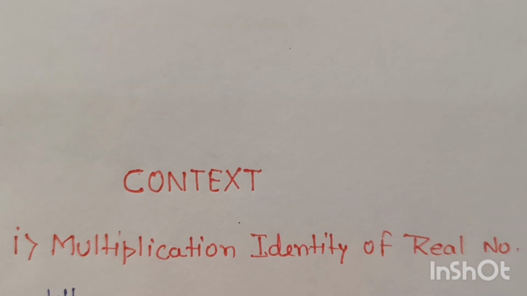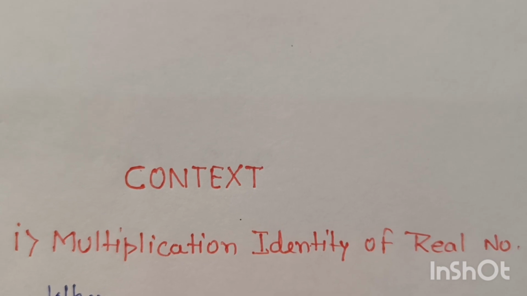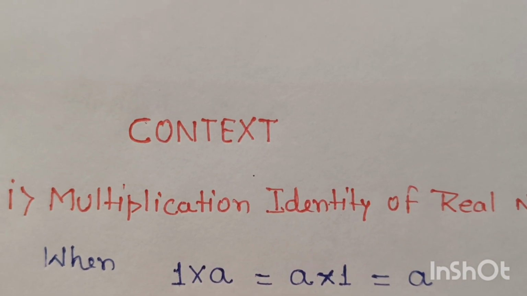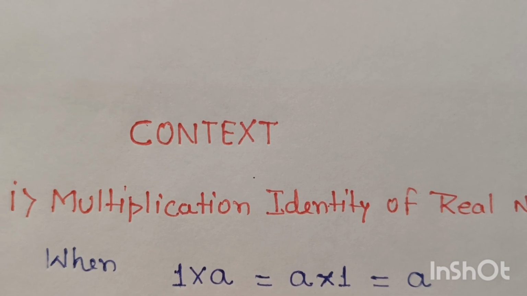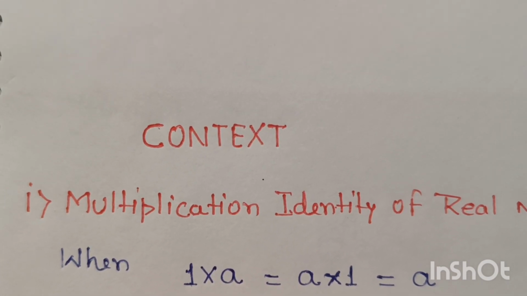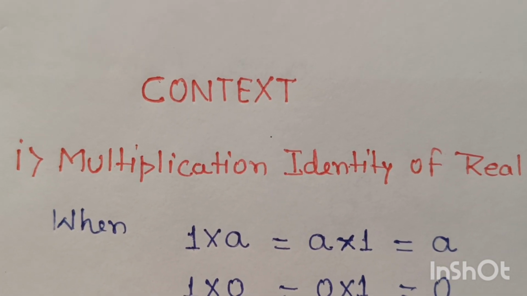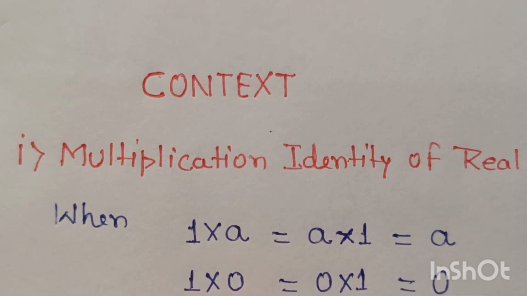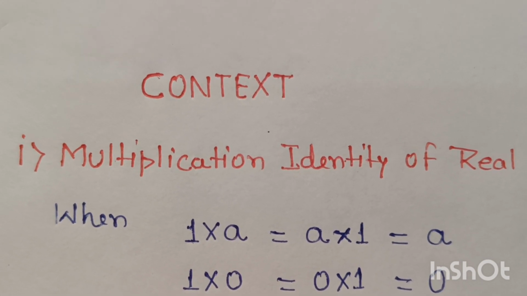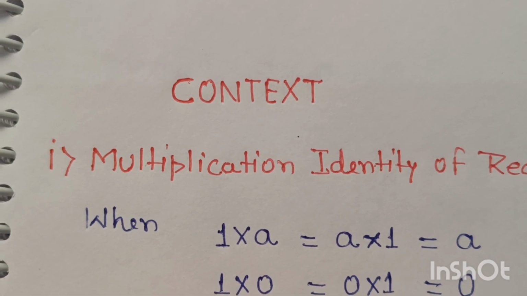So the first context is the multiplicative identity of real numbers. This identity says that if 1 is multiplied by a real number, or a real number is multiplied by 1, the answer will be the real number itself. Now we are going to put 0 because 0 is a real number. Let's put 1 multiplied by 0 or 0 multiplied by 1, the answer will be 0 according to this property. Now we are going to put 0 raised to the power 0 here.